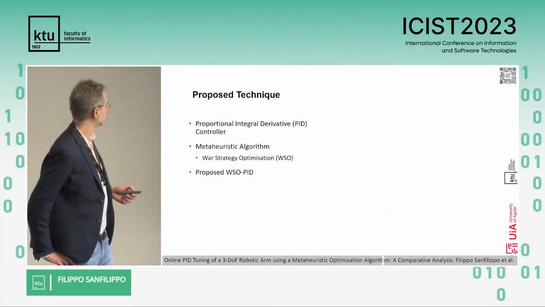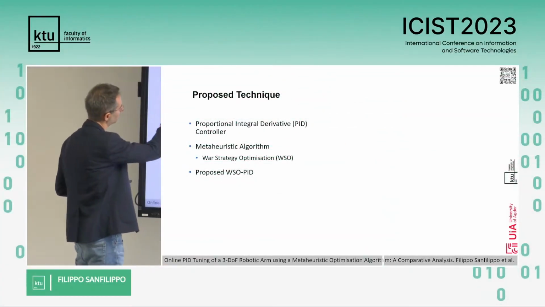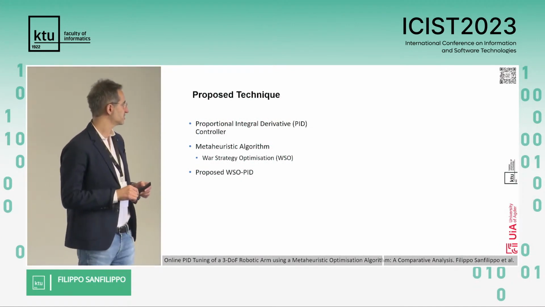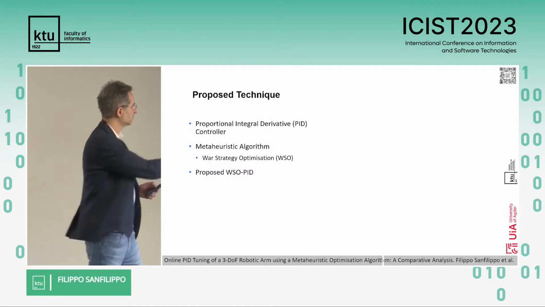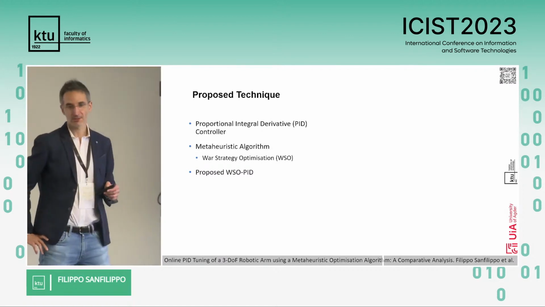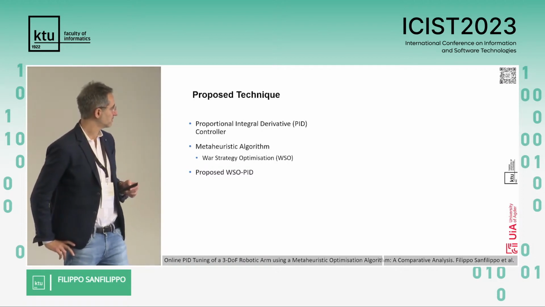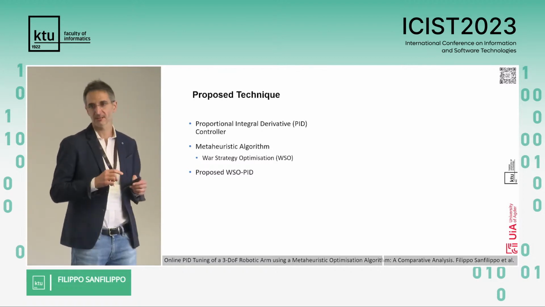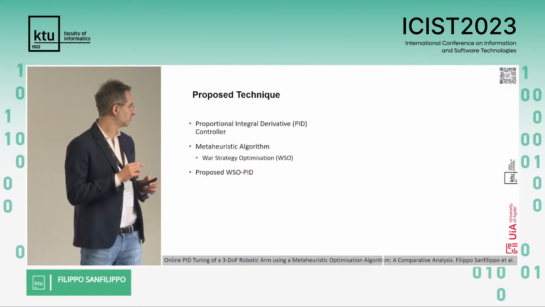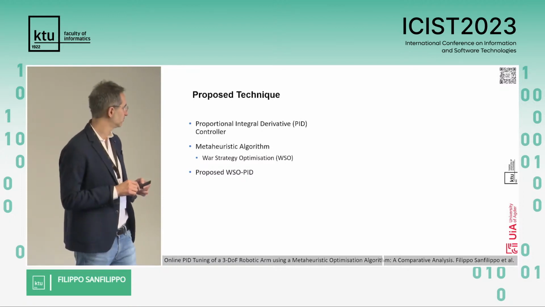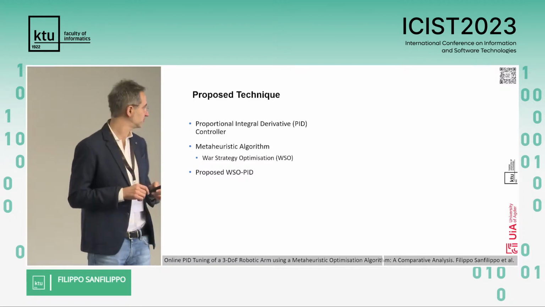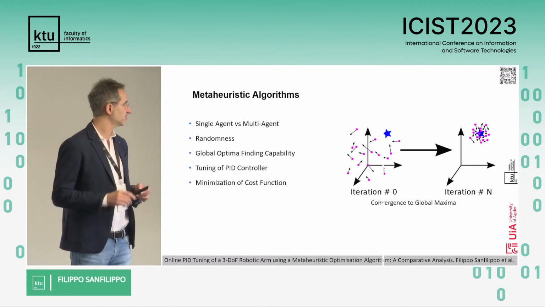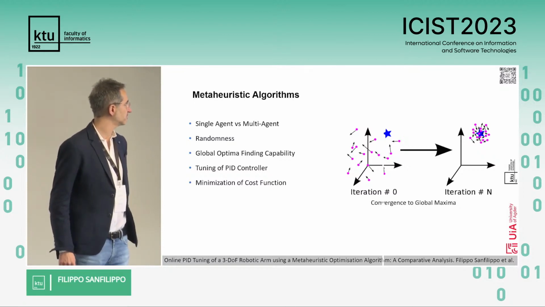Our proposed method is meant to tune a proportional integral derivative controller using a metaheuristic called war strategy optimization. We propose a hybrid control algorithm that combines the war strategy optimization algorithm with the PID controller to tune the key parameters of the controller. And here just a small reminder to ourselves, we can have several metaheuristic algorithms.